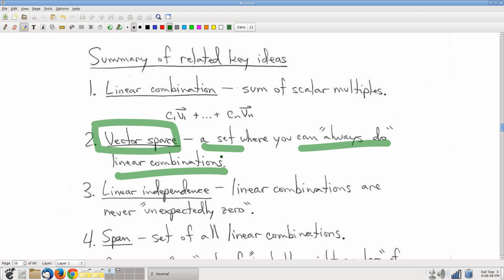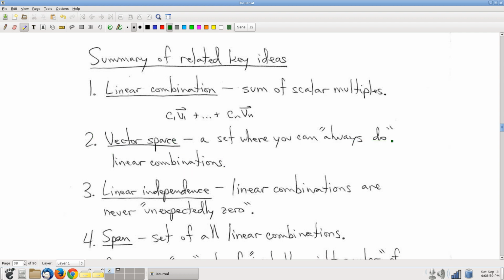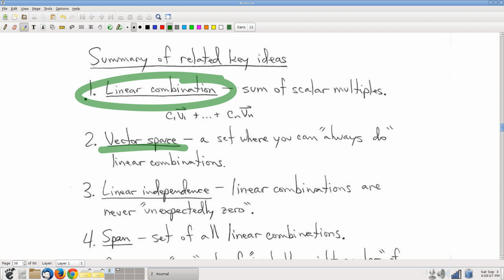And then there are certain algebraic requirements. We want addition and scalar multiplication of vectors to behave in a natural way. But oversimplifying a little bit, a nice way to think about a vector space is as a set where you can always do linear combinations. So really the idea of a vector space rests on this idea of linear combination in an important way.